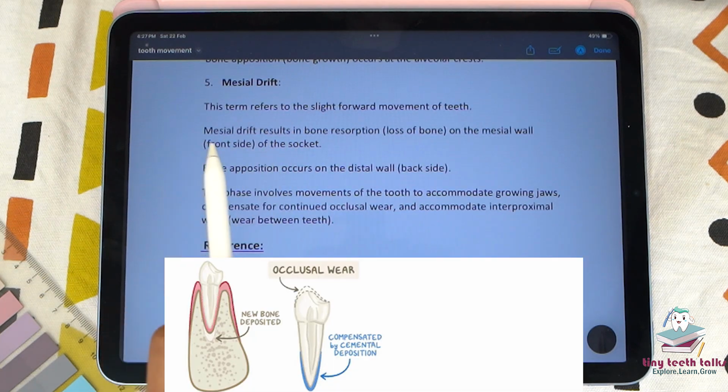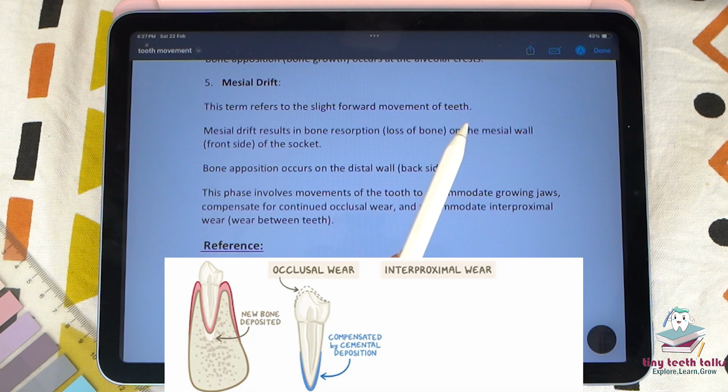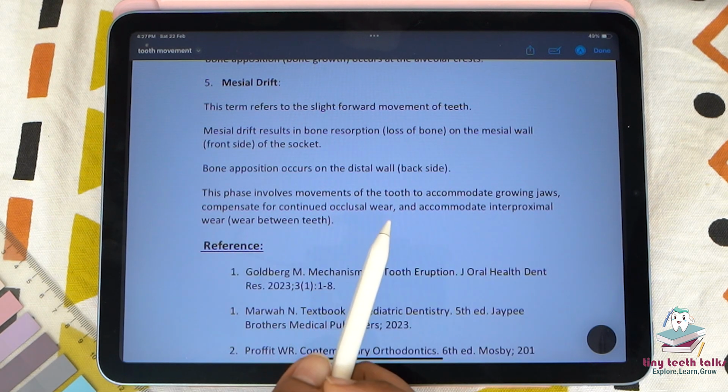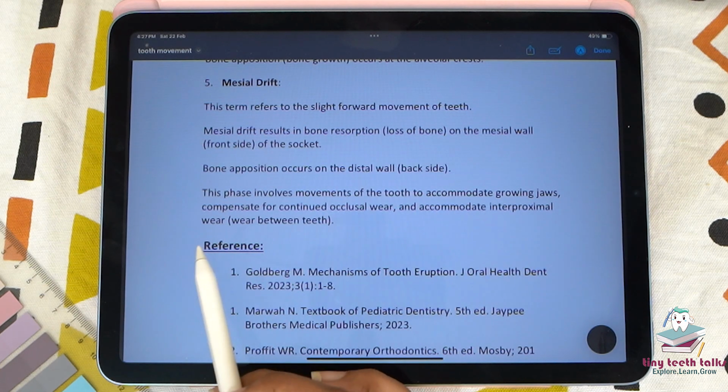Then mesial drift. This term refers to the slight forward movement of the teeth. Mesial drift results in bone resorption on the mesial wall of the socket. Bone apposition occurs on the distal wall, and this phase involves movements of the tooth to accommodate growing jaws, compensate for continued occlusal wear, and accommodate interproximal wear.